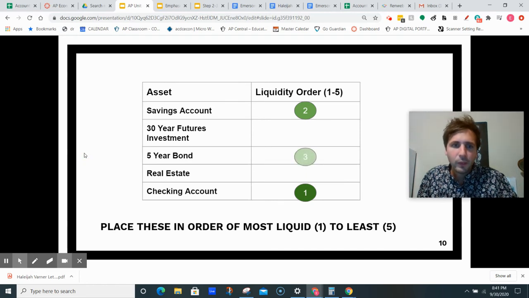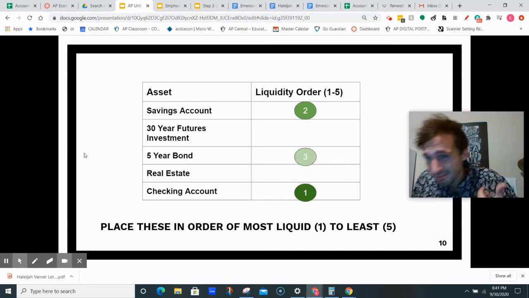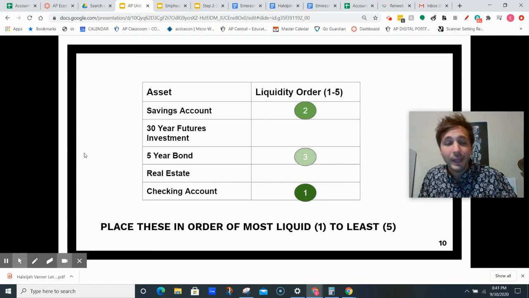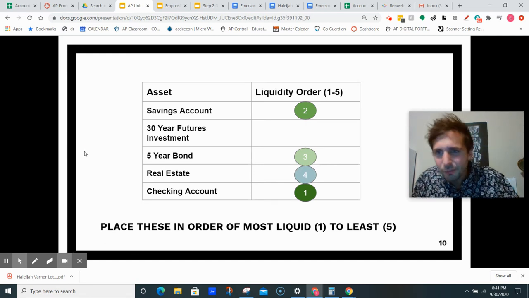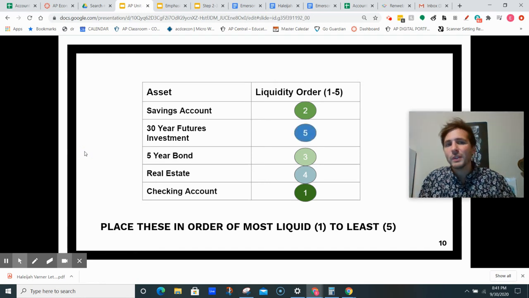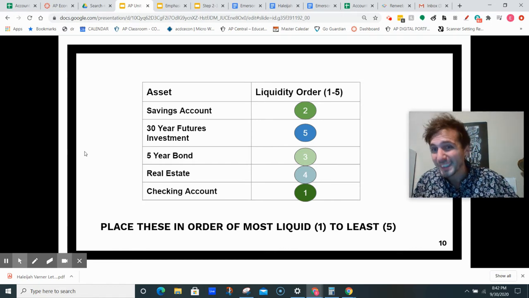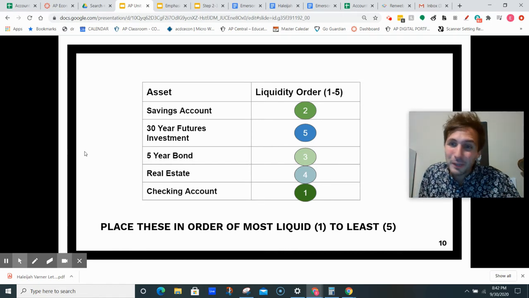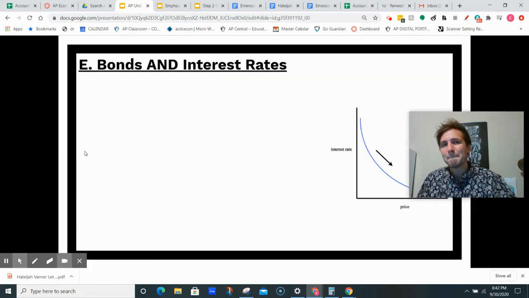That's two. Three is a 5-year bond. It takes 5 years to mature, so it's a little less liquid. I can cash it out earlier than that, but I'll lose some money if I do. Real estate is a number four. It's more difficult to cash out, but I can still do it. And then number five is a 30-year futures investment because I'm not going to be able to cash it out for, you guessed it, 30 years. It's highly illiquid. I have to wait a very long time to get that money out.